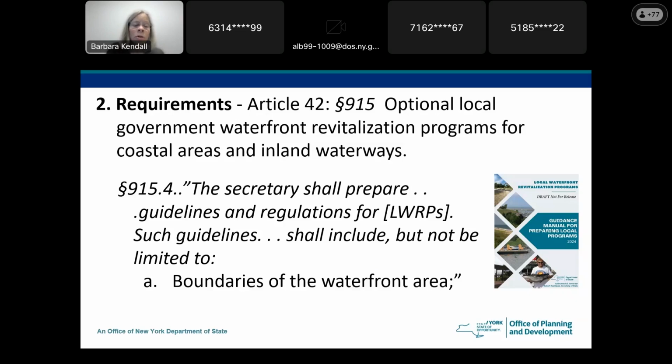In the original coastal management program, there's guidance for LWRPs in an appendix to the CMP. That was way back in the 1980s. There was a guidance put out around 1990. Then we updated it in 2018, and now we're updating it again in 2024. So the guidelines in the guidance you got last night are the guidelines that we use for the coastal area boundary and the waterway boundaries.